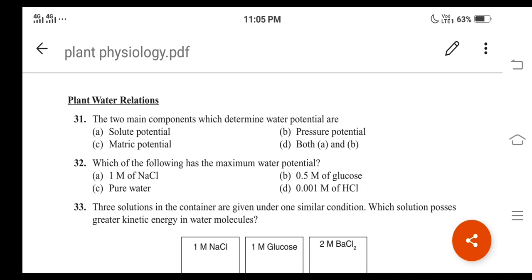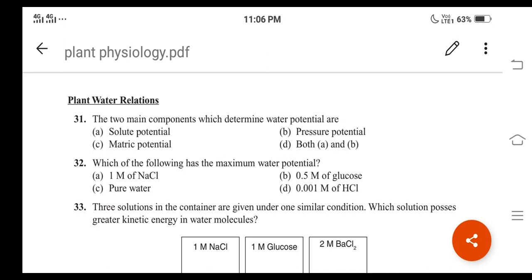Question number 31. The two main components which determine water potential are. What are the different options here? One is solute potential, second one is pressure potential, third one is matric potential, then both A and B. According to the question, what is the correct answer here? The option D, both A and B.